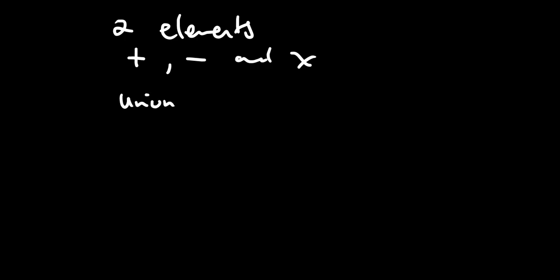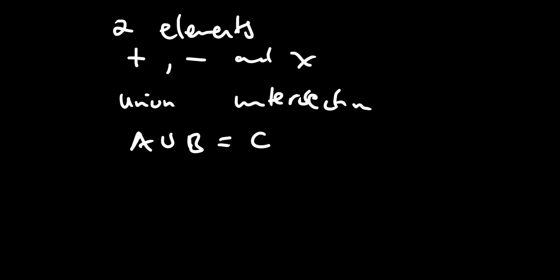Other binary operations include the union of sets and the intersection of sets. A union B will give you, let's say, a set C. When you combine both sets A and B, you get set C, so it's an example of a binary operation. You're involving two sets in this case. The same with the intersection: you get, let's say, the set D.